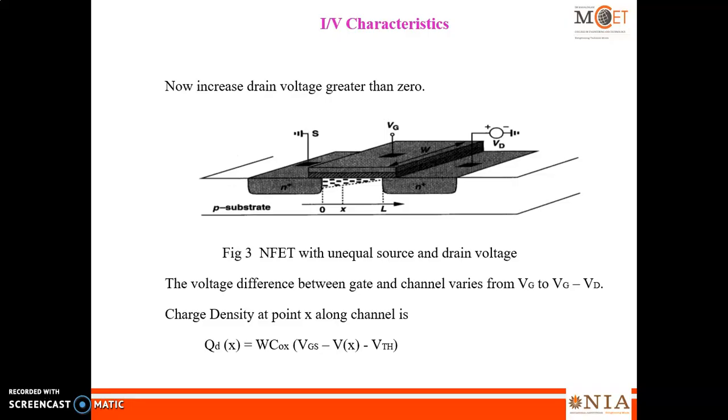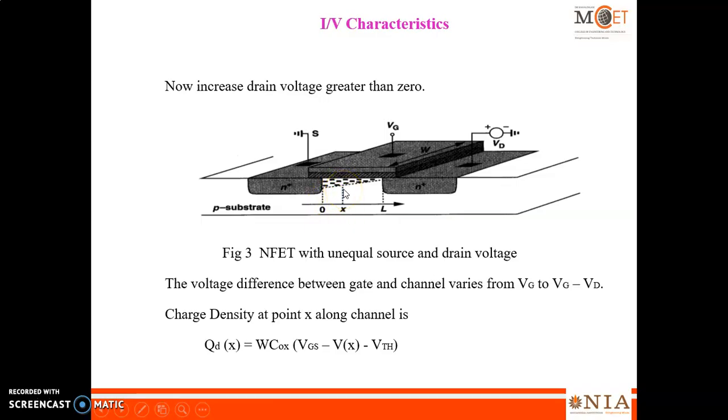Now the voltage difference between the gate, this is your gate, and the channel, this is your channel. The channel consists of charge carriers, which are electrons here. So the voltage difference between this gate and this channel varies from Vg to Vg minus Vd. Now I am going to find the charge density at this point x.